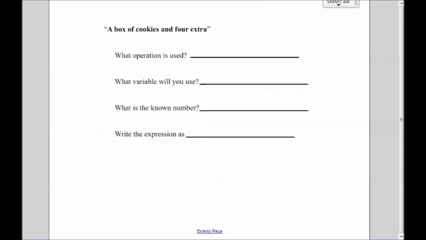Okay, here's the last one in your notes. A box of cookies and 4 extra. This one takes apart the entire thing. Tell me what operation you use. Tell me what variable you use. What number do I know? And write the expression. Turn off the video, do the work, and then turn the video back on to see if you have the right answer.